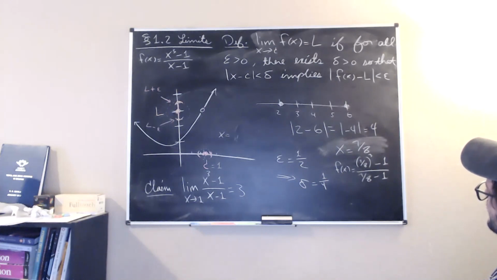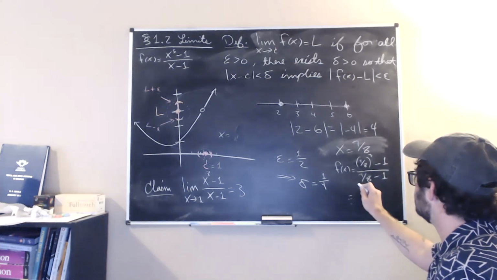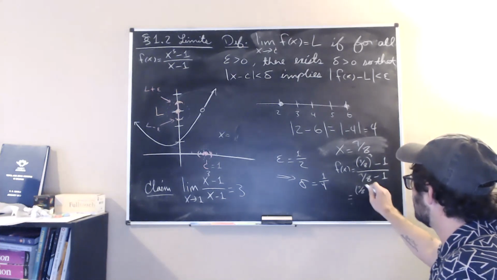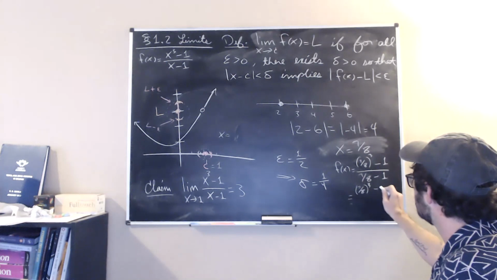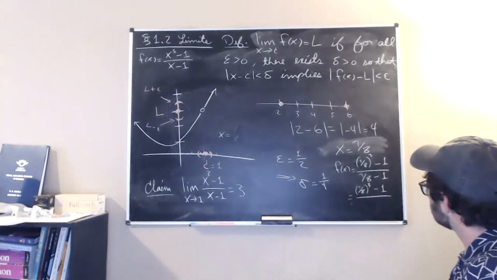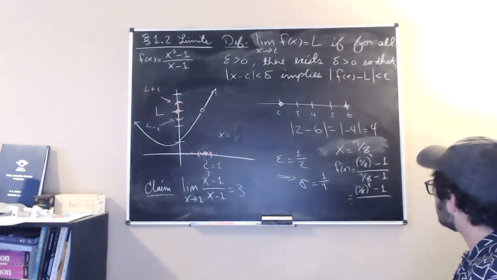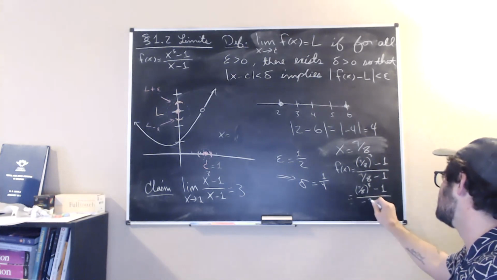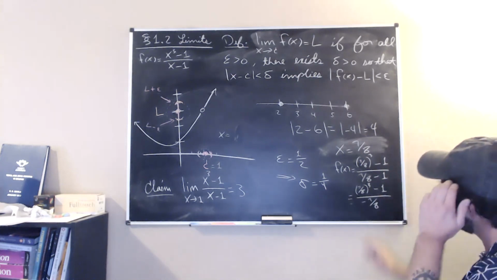What is that? So it's going to be 7/8 cubed minus 1. So negative 1/8.